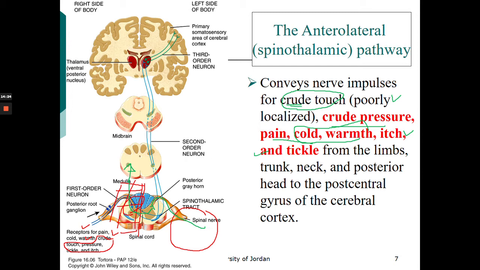From the limbs, neck, trunk, and posterior head, they go to the primary somatosensory area found in the postcentral gyrus. You remember the postcentral gyrus is found posterior to the central sulcus in the parietal lobe. On the other hand, the area in front of the central sulcus, the precentral gyrus, is the primary motor area. So the primary sensory area is located in the postcentral gyrus, posterior to the central sulcus.